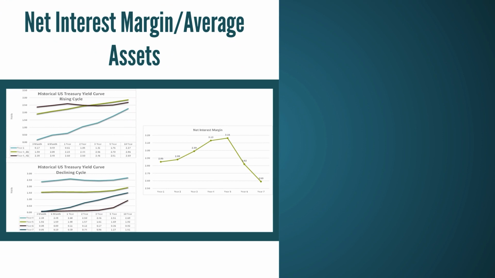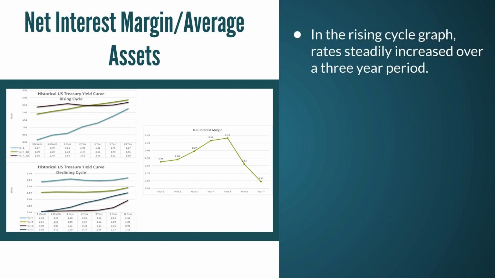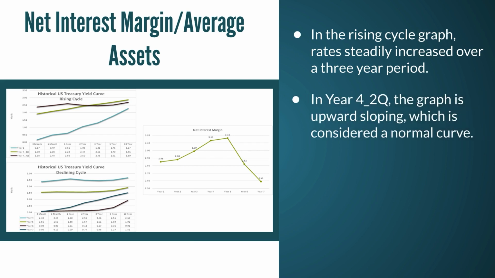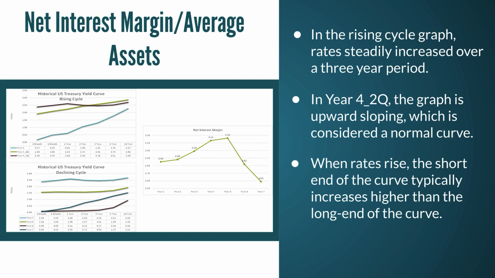The graph displays several actual historical U.S. Treasury yield curves since the Great Recession. In the rising cycle graph, rates steadily increase over a 3-year period. In year 4, quarter 2, the graph is upward sloping, which is considered a normal curve. When rates rise, the short end of the curve typically increases higher than the long end of the curve, which is shown in the year 4, quarter 4 graph.